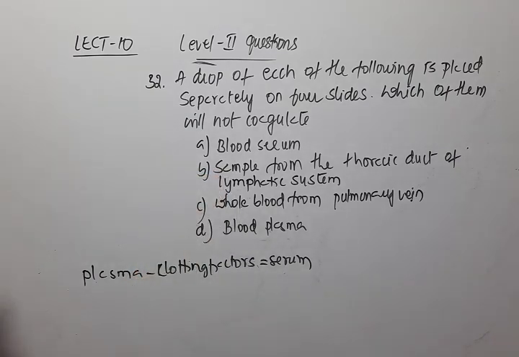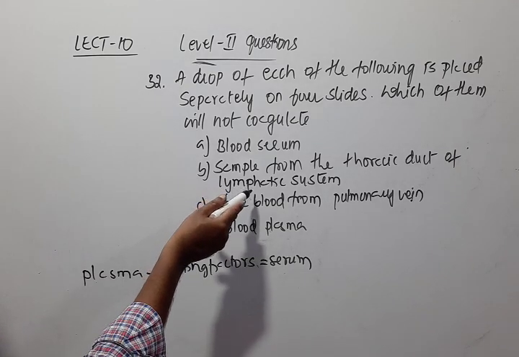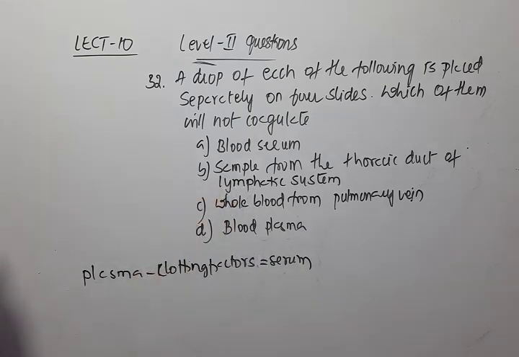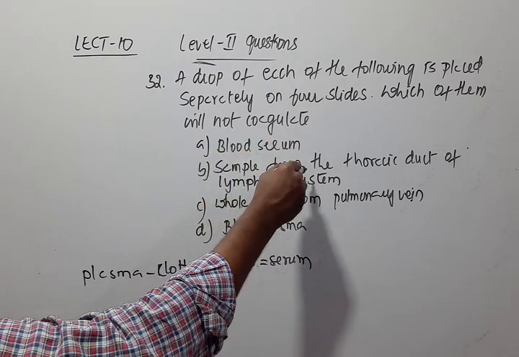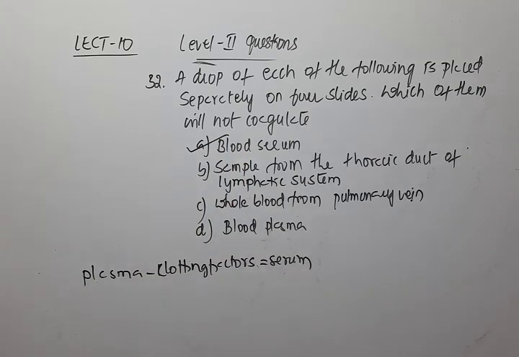Whereas the sample from the thoracic duct of the lymphatic system has lymph, and lymph also has clotting factors. Of course the clotting of lymph is slower than normal blood clotting or coagulation. So the lymph from the thoracic duct also shows coagulation, and whole blood from the pulmonary vein also shows coagulation due to the presence of clotting factors, and even the blood plasma. So the one which will not coagulate is the blood serum.